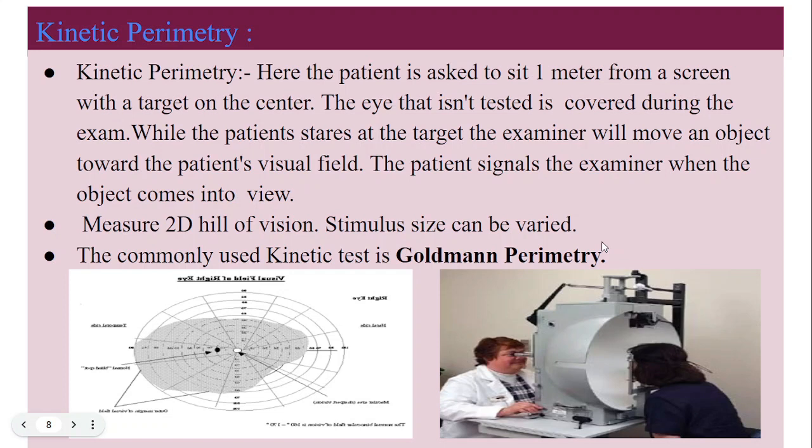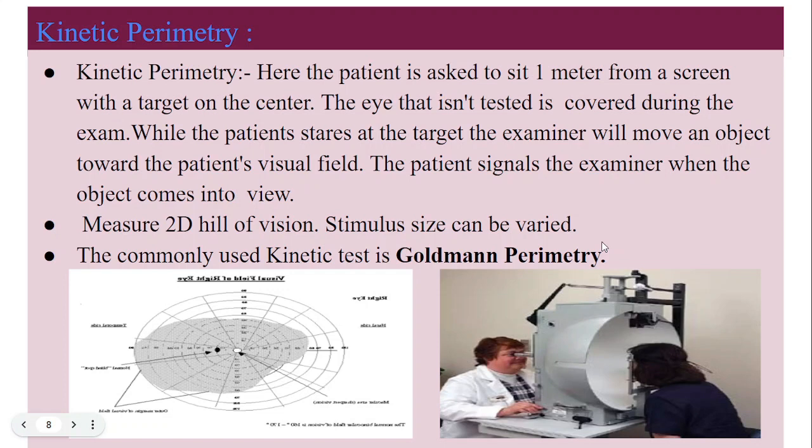The eye that is not being tested is covered to eliminate any potential distraction. The examiner then moves an object or light along the predetermined path, either from the periphery towards the center or from the center towards the periphery, and the patient signals when they first see the object or light. The size of the stimulus can be varied, and the examiner may use different colors or intensity to test different aspects of the patient's visual field.